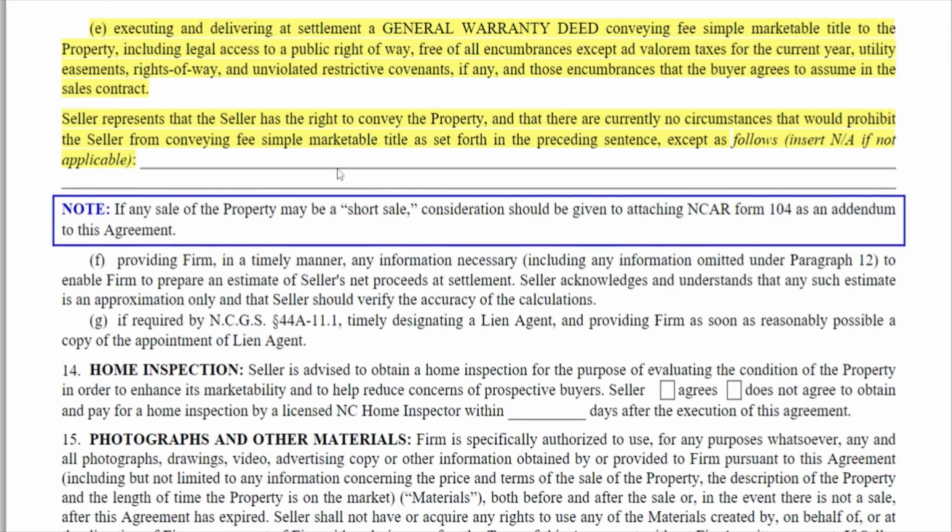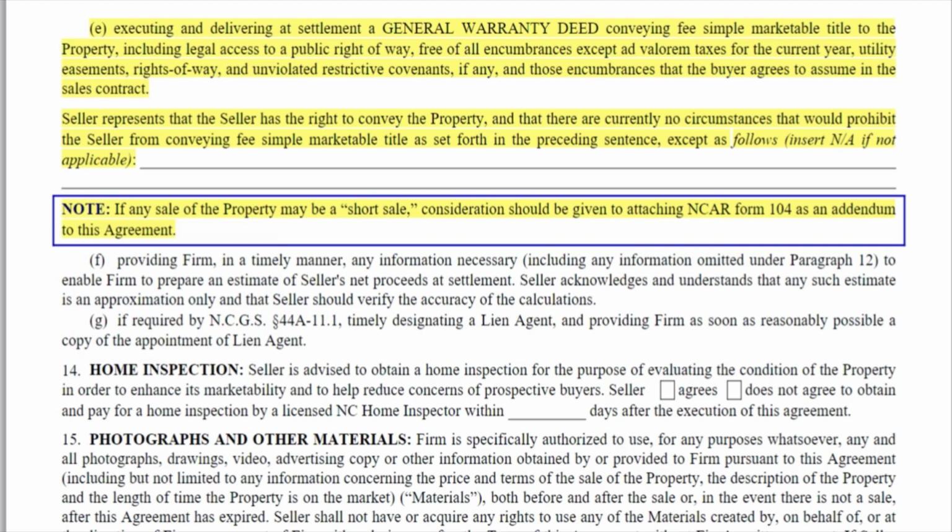We would put down here anything that you would know of, if anything is applicable to you conveying this home with free and clear, simple marketable title. That means no liens. There's nothing there that will hinder you from selling this property.